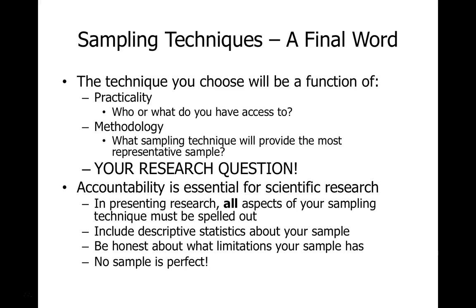So when we present the research, we have to present all aspects of our sampling technique. That must be really well spelled out. We want to include descriptive statistics about our sample to give our readers a sense of who we ended up getting. And we have to be honest about what our limitations are. And we all know that no sample is perfect. So every sample is going to have limitations.